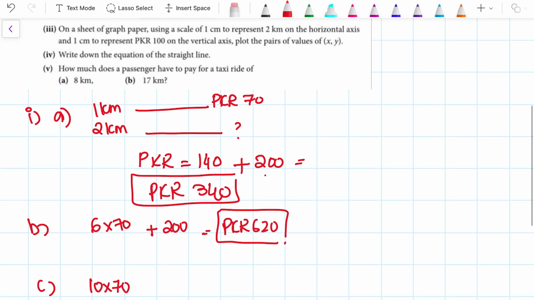Why are we multiplying by 70? Because it's 70 rupees per kilometer. So for 10, it's going to be 10 multiplied by 70. So it becomes PKR 900.